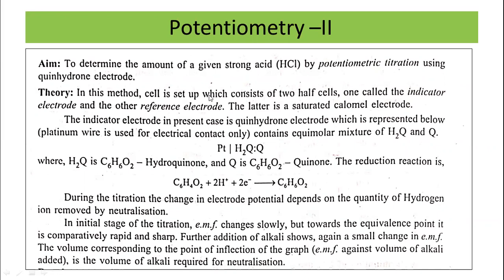Generally, we determine the strength of the acid by titrating it with base, that is volumetric titration. But in this experiment, we are going to determine the amount of the given strong acid by potentiometric titration with the help of the potentiometer, by measuring the EMF of a cell and using the Quinhydrone electrode. So now let us see first of all what is a Quinhydrone electrode.